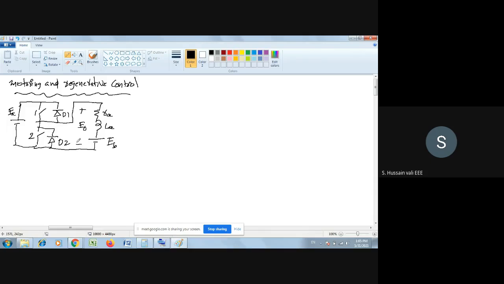First we will see motoring. So in the motoring, what you do is that switch 1 is turned on. If the switch 1 is turned on, then what you find out here is, what is the circuit diagram? It becomes, if the switch 1 is turned on, EA.